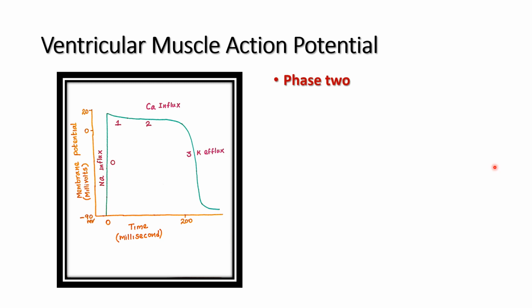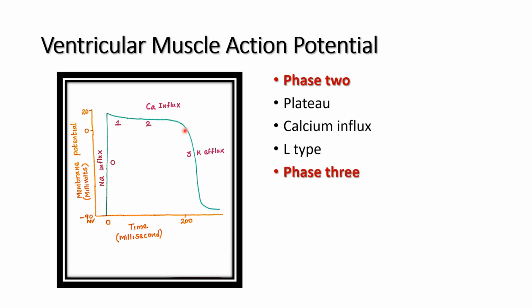Phase 2 of the ventricular muscle action potential is called the plateau phase. It is maintaining the plateau state. The plateau phase is mainly due to calcium influx. Calcium enters the ventricular muscle cell through the L type calcium channel. L type is the long lasting calcium channel. Opening of the long lasting calcium channel produces the plateau phase of the ventricular muscle action potential.